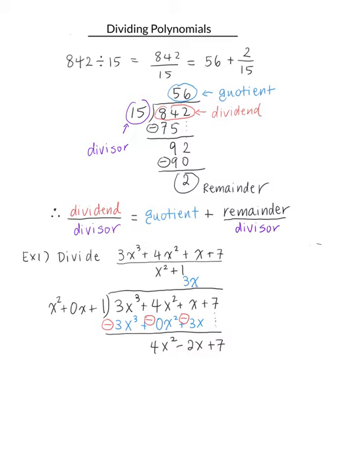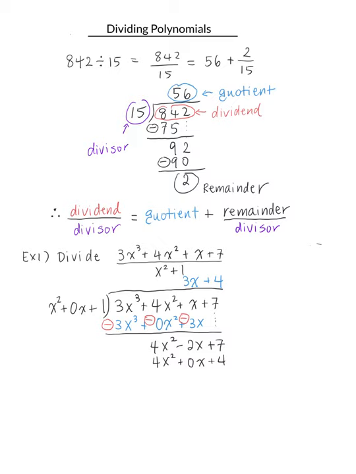All right, so then we do the same game. So you say what times x squared is going to give us 4x squared? Well, that's nothing but plus 4, right? So then you do the same procedure. You go 4 times x squared, which is 4x squared. And then you take 4 times 0x, which is going to be plus 0x. And then you go 4 times 1, which is going to be plus 1. I mean, plus 4.